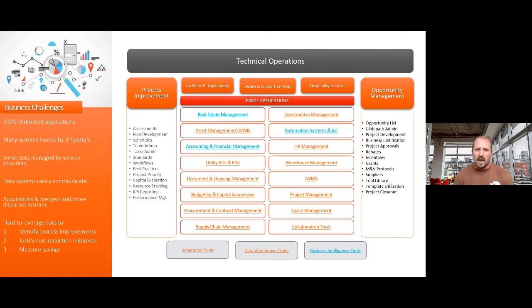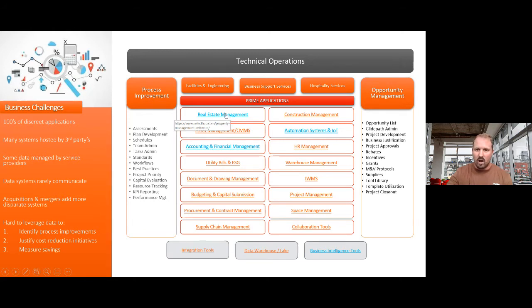So as we look to the graph in the middle, we see in this technical operations in these three broad categories, a series of prime applications. You look at these categories and you probably think of the systems that you have, especially around accounting or finance, it may be ERP systems and asset management. This is a cool little resource that I'll provide to everyone after the presentation.